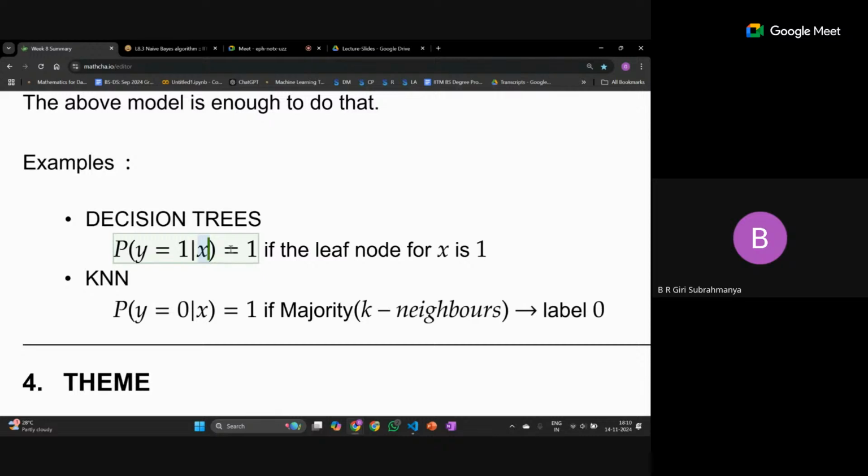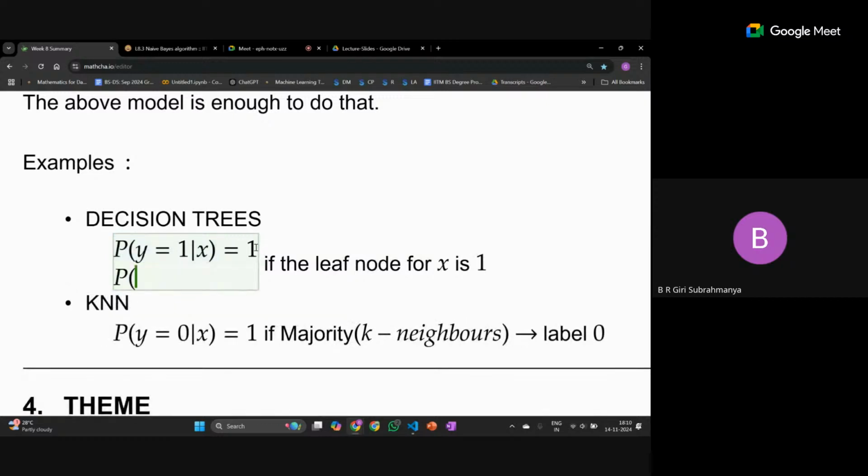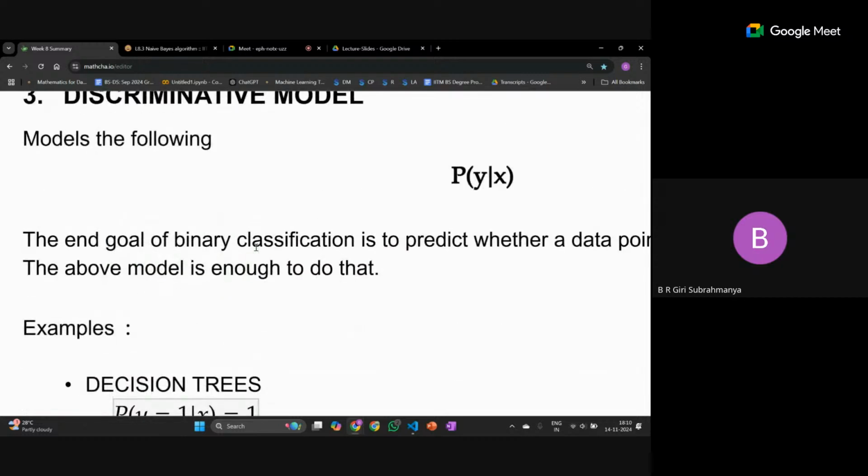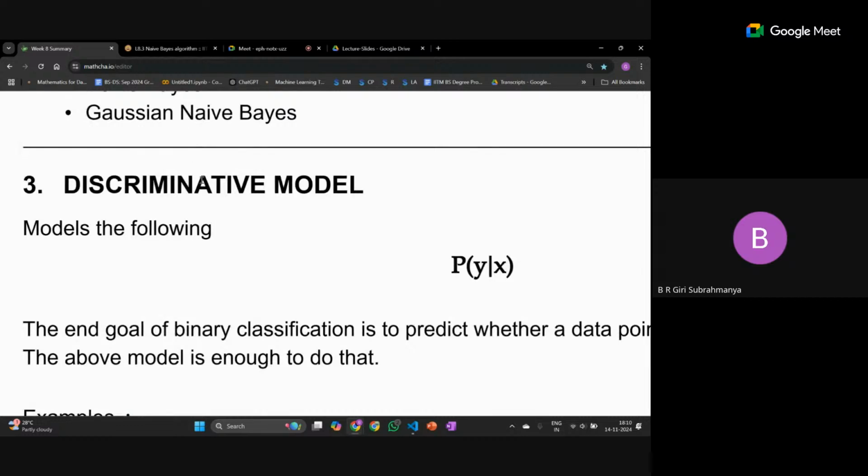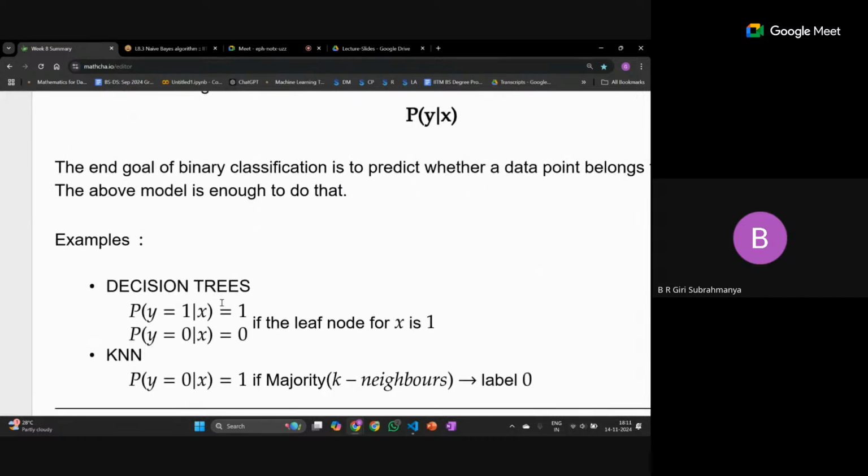And if this is equal to 1, then p of y being equal to 0 given x will be equal to 0, right? So this is some kind of discriminative model, right? So you are clearly saying whether it's going to be 1 or 0, right?